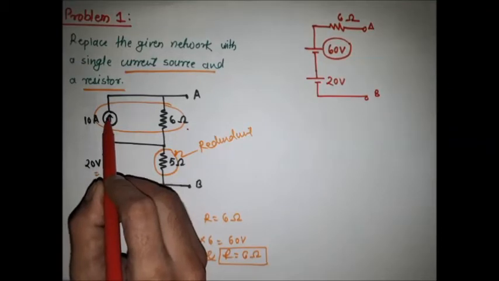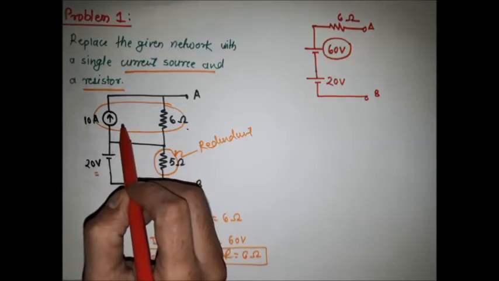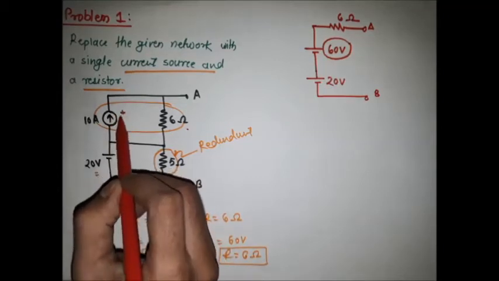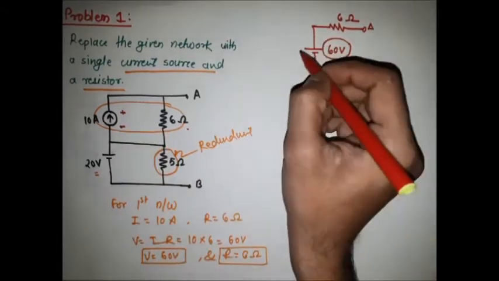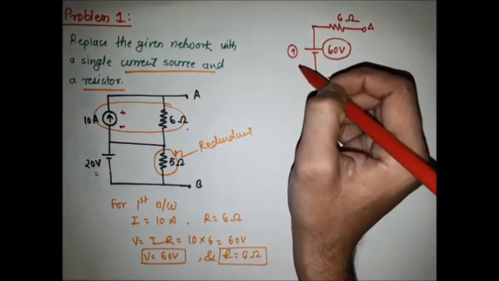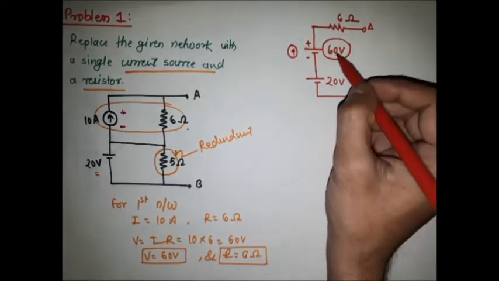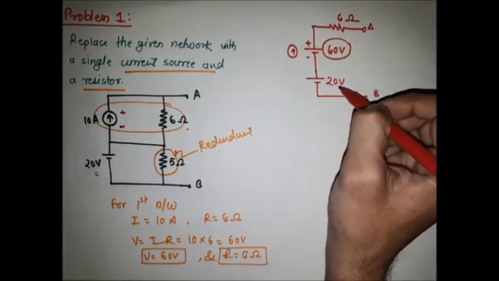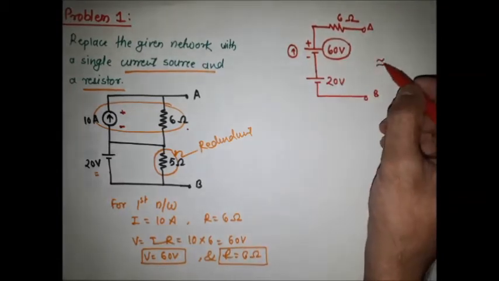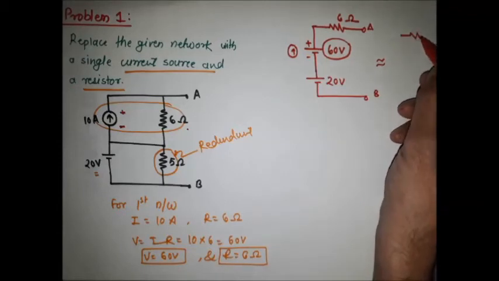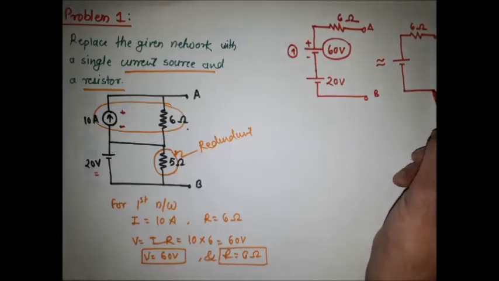Suppose the current source is in the upward direction, then with the conversion to a voltage source we replace the arrow head side with positive and the below side with negative. So the current source has the upward direction, therefore we have considered the plus and the minus. Both the 60 volt and the 20 volt have the same polarities. So simply 60 plus 20 will be equal to 80 volt. So the circuit will be replaced like this: the 6 ohm and the voltage source will be like this.